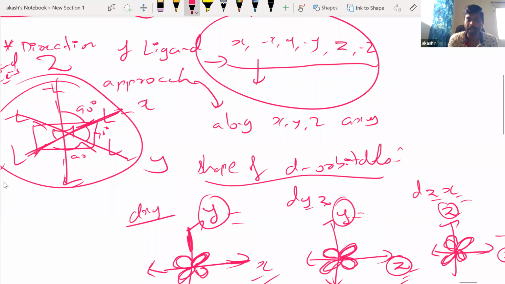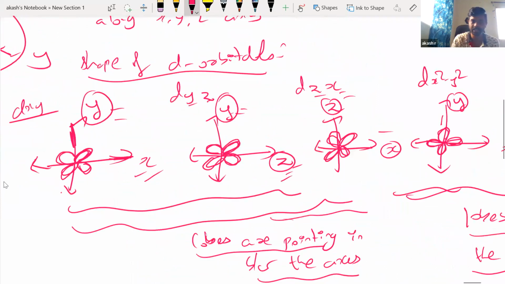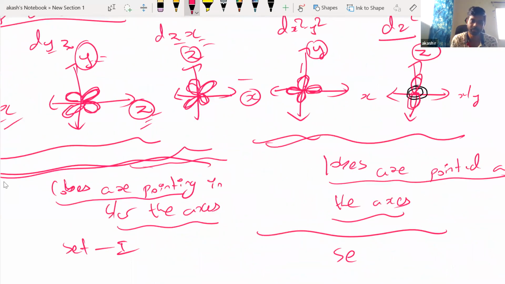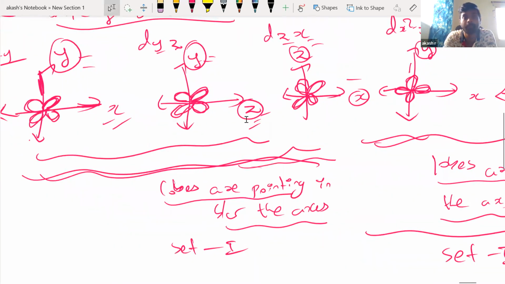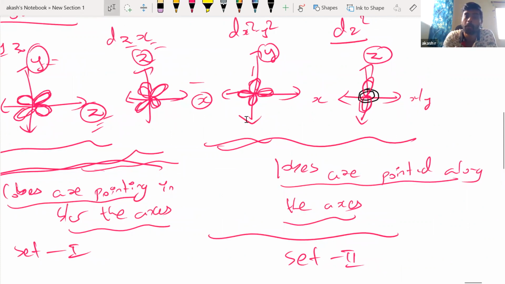Okay, so think about it. If I ask you, out of these, say this is set one, and this is set two, which set of orbitals will have higher repulsion with the ligands? Think about it and tell me your answer. You need not be right, you need not be wrong. Put your answer in the chat box, people. Which set will suffer more repulsion when the ligand is approaching? Whether it's set one, that is dxy, dyz, dzx, or whether it is set two, which comprises dx squared minus y squared and dz squared. Which will suffer more repulsion when the ligand is approaching?